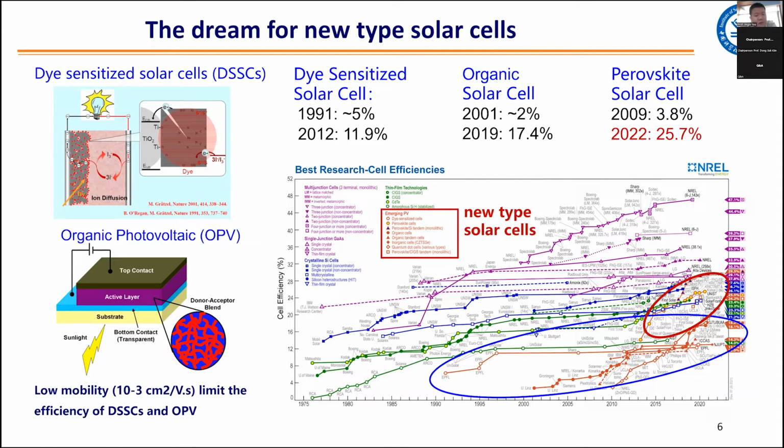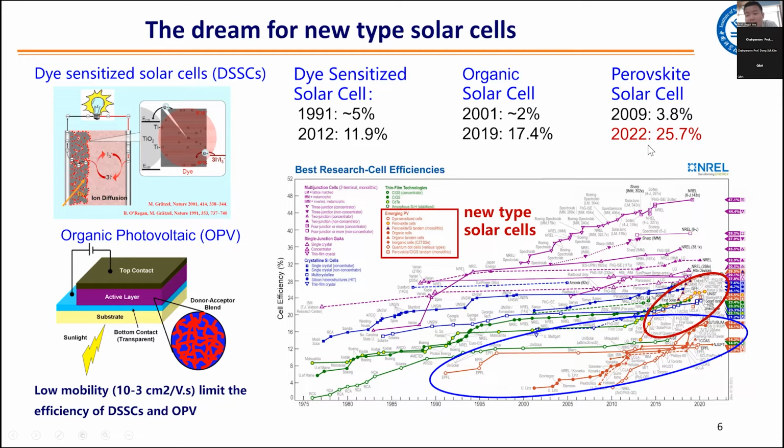Even though there has been very important progress in these two types of solar cell, at present the dye-sensitized solar cell efficiency may be close to 13 or 14 percent. The organic solar cell is now close to 20 percent. Both types are still less than 20 percent. So here is a dream: can we build a new type of solar cell that is close to the inorganic semiconductors?